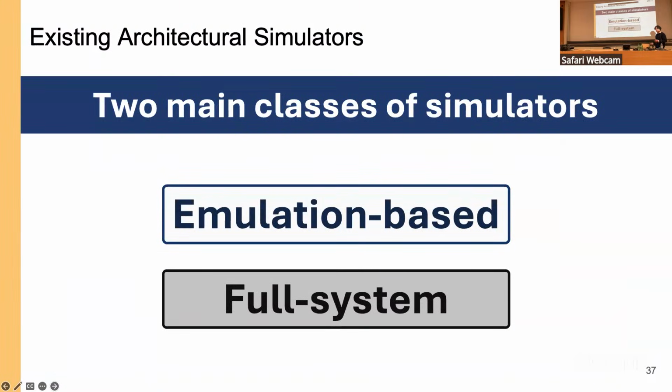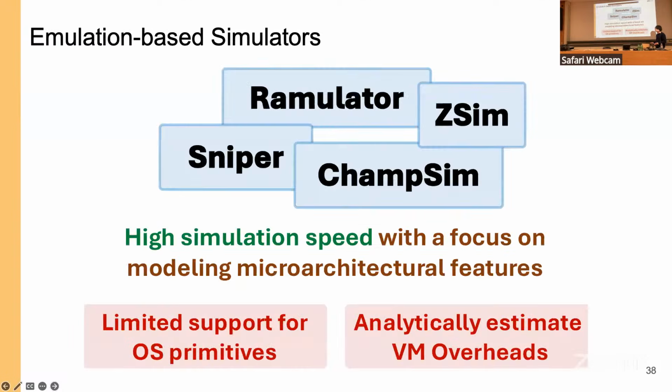The two main classes of simulators to evaluate these designs are, firstly, the emulation-based simulators. These are fast, but usually model OS VM using crude first-order approximations by analytically estimating VM overheads. What do I mean by that? Typically, they count things like TLB misses and page faults, and then multiply by a fixed cost per event. The problem is that these latencies are not fixed in real systems. They depend on cache hits, DRAM contention, huge pages, swap, and so on. These miss the large variability of VM behavior across workloads and system states.